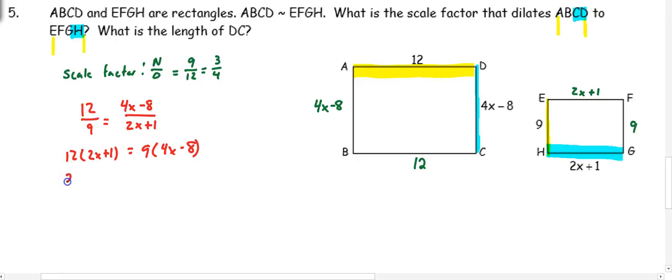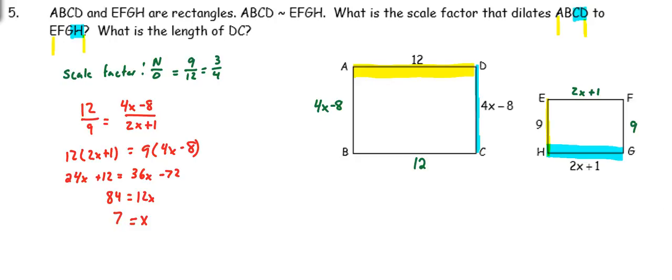So when I distribute, 24x plus 12 equals 36x minus 72. I can subtract 24x from both sides, and I get 12x. I can also add 72 and get 84. So when I divide, x is 7. So if I need the length of DC, DC then is equal to 4 times 7 minus 8, which would get us 20.